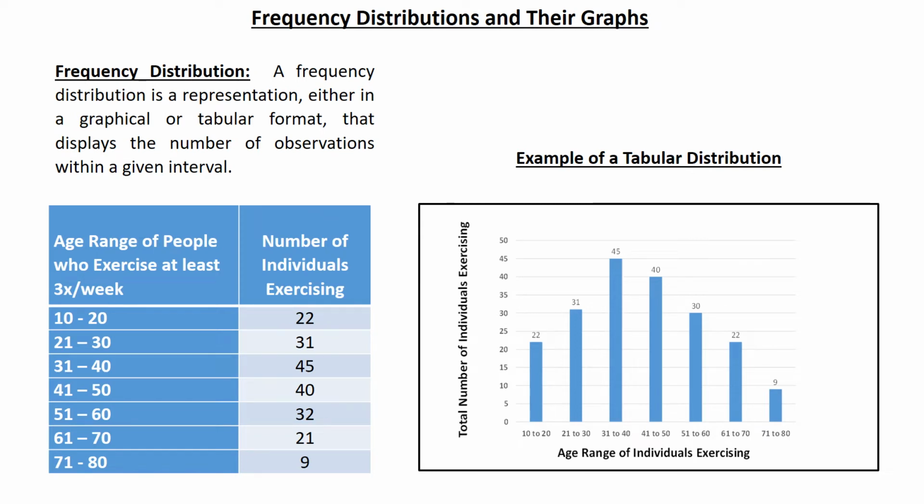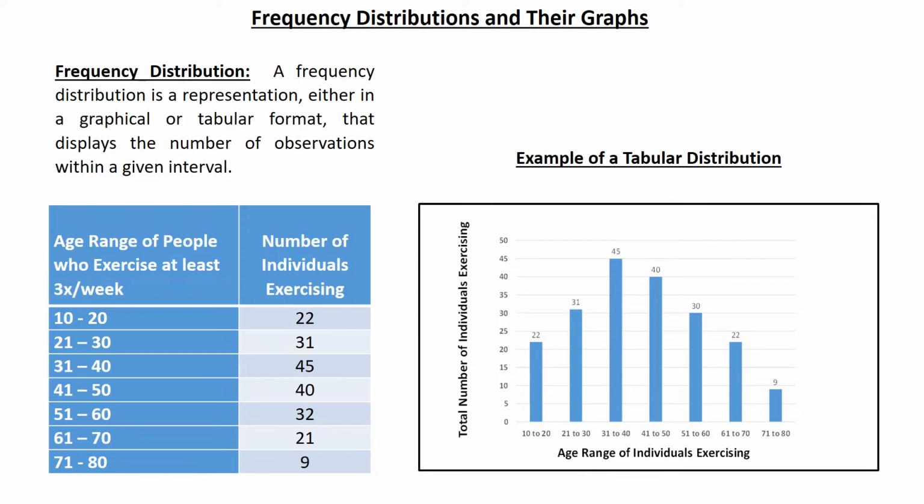For example, I have a list here of the age range of people who exercise at least 3 times per week, from ages 10 to 20, 21 to 30, 31 to 40, all the way to age 80 in 10-year increments. And then to those increments, I have the number of individuals exercising from this total group. It's a sample.